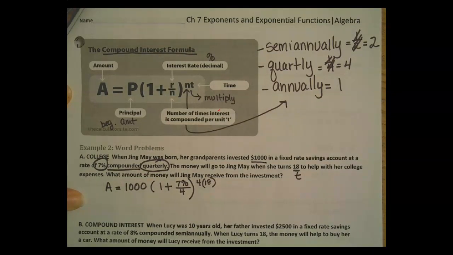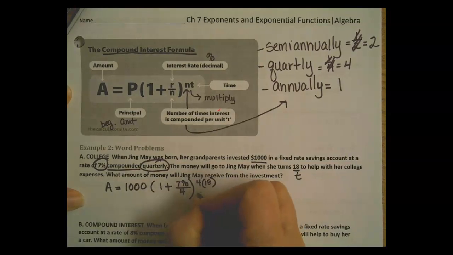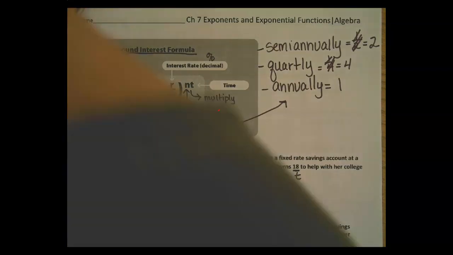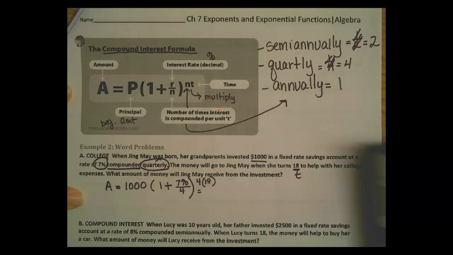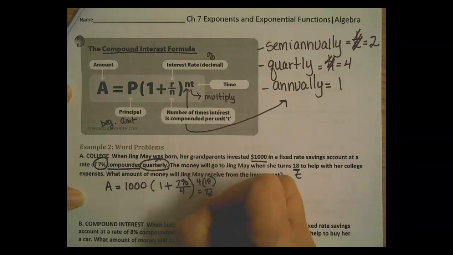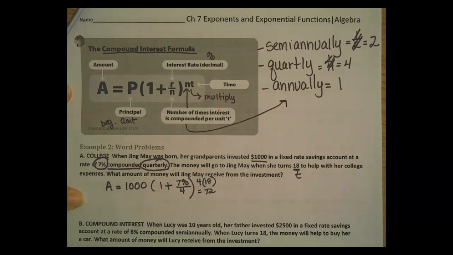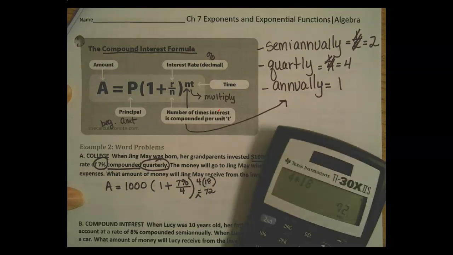Now, you would think, oh, we just pop that into our calculator. The only problem is they don't like this in your calculator as an exponent. So you need to solve that first. So let's see what 4 times 18 is. 72. So we're going to change that to 72. We'll do caret key 72. Now we can punch it all in.